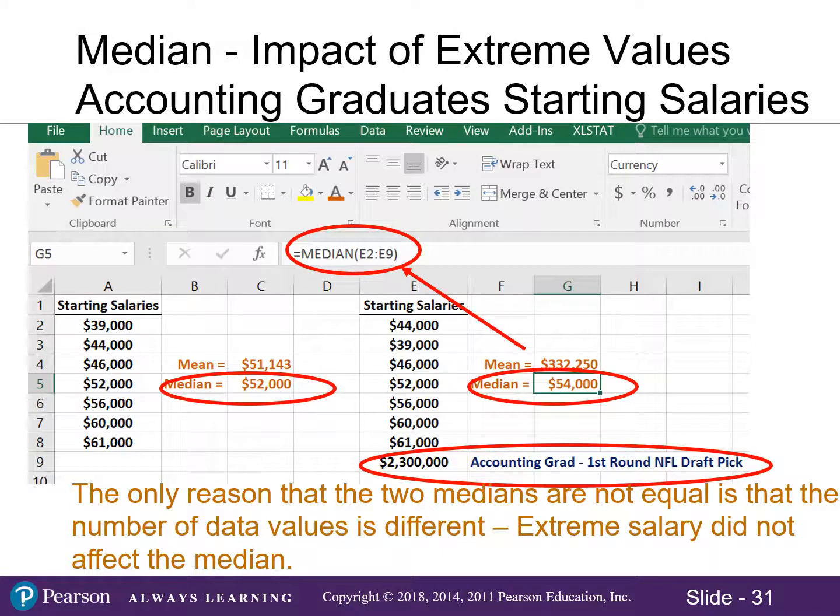Going back to the accounting grads, if you add in that extreme value and do the median, notice it does move up in position. So here it was 52,000 because that was in the center. And then, I forget you guys can't see my mouse.